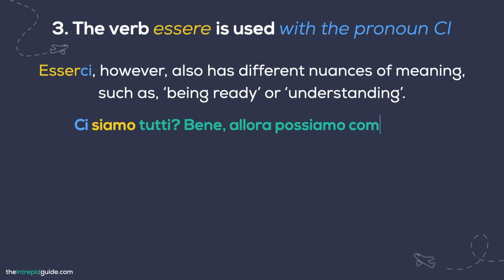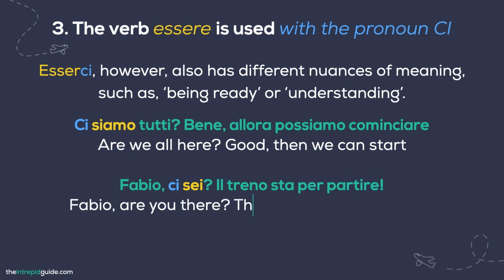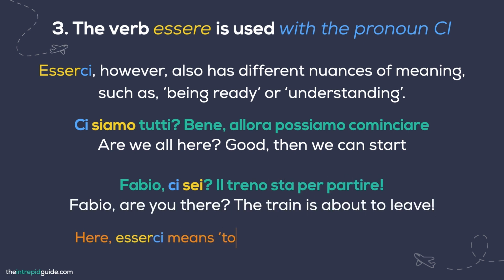Esserci, however, also has different nuances of meaning, such as being ready or understanding. The following examples will make this clearer. Ci siamo tutti? Bene, allora possiamo cominciare. Are we all here? Good, then we can start. Fabio, ci sei? Il treno sta per partire. Fabio, are you there? The train is about to leave. In the last example, esserci means to be there, as in to be ready.